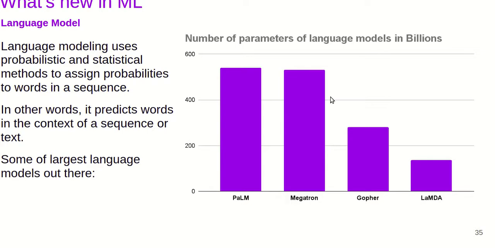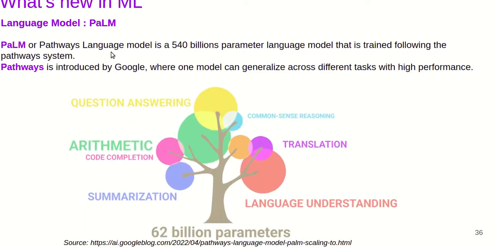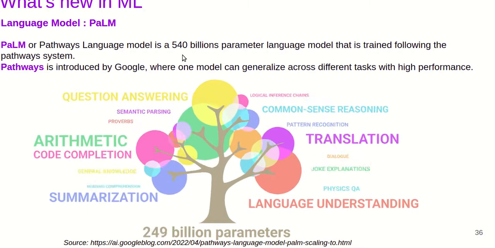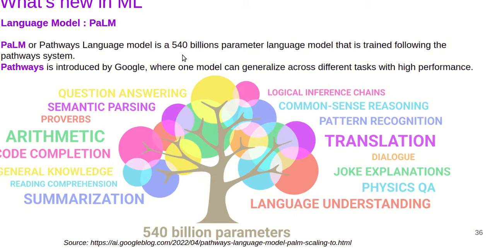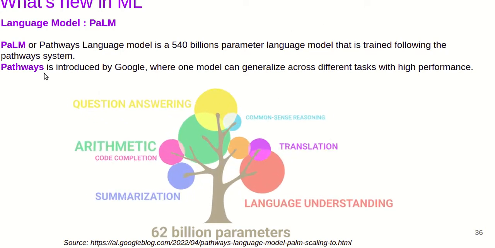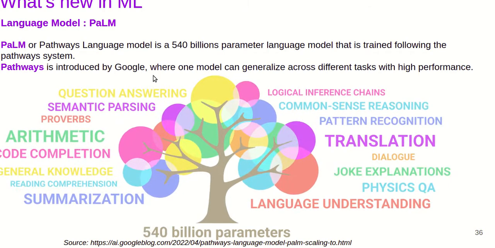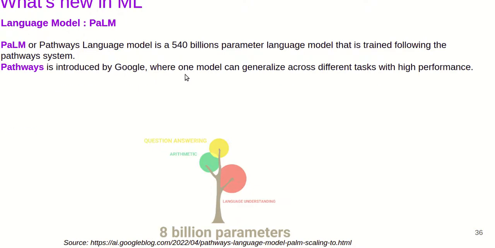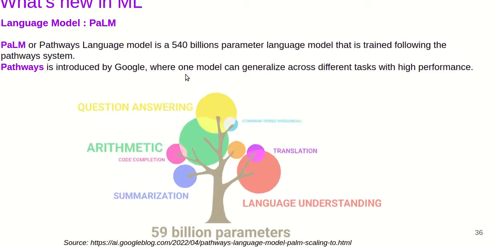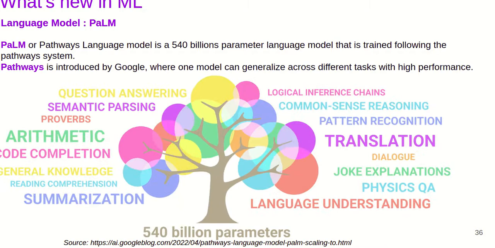So here we have some of the largest language models. We are going to see the first one, PaLM. PaLM, or Pathways Language Model, is a model that has 540 billion parameters. It's a really large model, and it uses the Pathways system. The Pathways system was introduced by Google, and here we want a model to be more generalized. We don't want it to do one task, but we want it to do multiple tasks with high performance, of course.